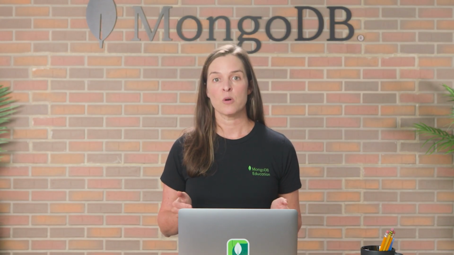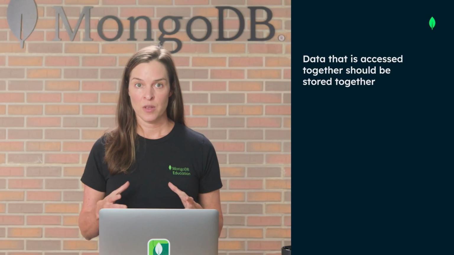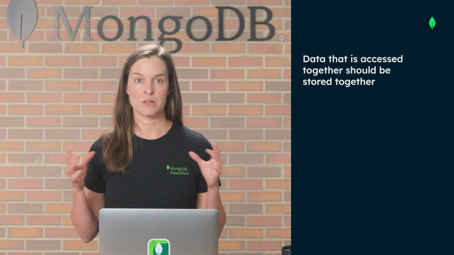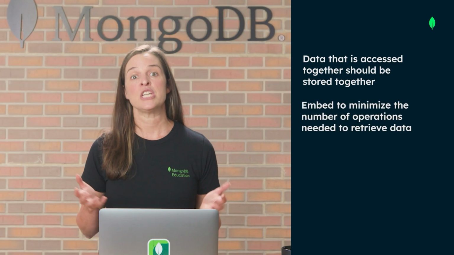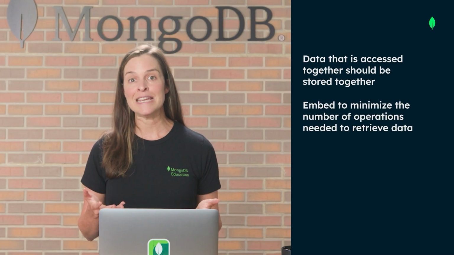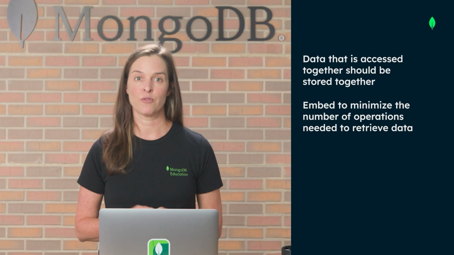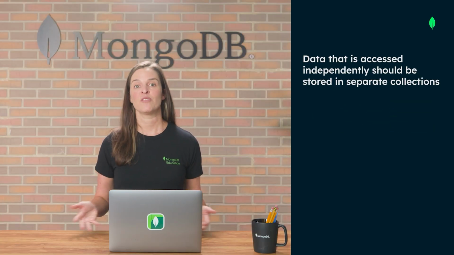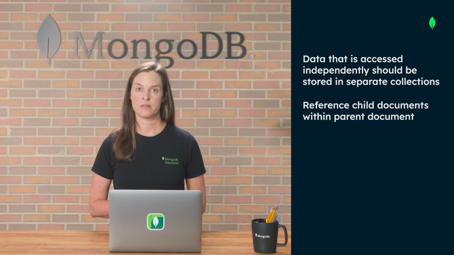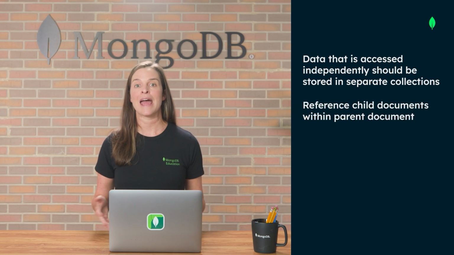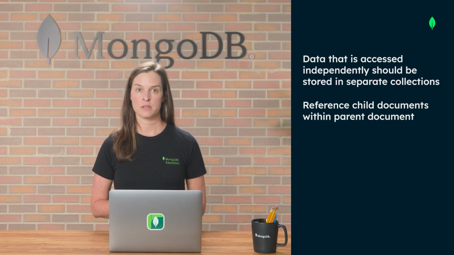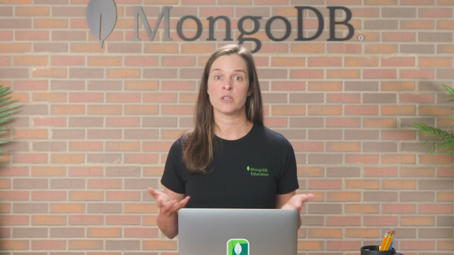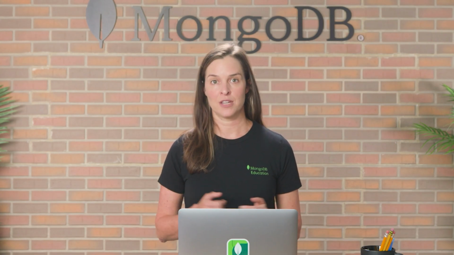Embedding is the best approach when data is accessed together, like displaying a movie and its cast on a single page. This strategy minimizes the number of operations needed to retrieve your data, improving performance. On the other hand, if data is accessed independently, like if movies and actors need their own distinct pages, referencing is the better choice. In this case, you would add actor IDs to the movie document, linking them to their own separate documents.